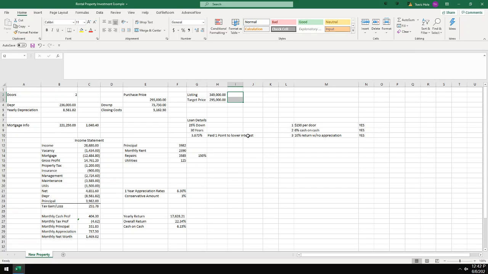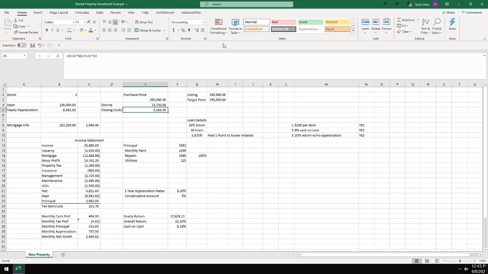I always do 25% down on my loans, so the down payment right here just auto calculates 25% of the purchase price. I always do 30-year loans. On this one in particular, the difference between paying a point on the loan and not paying a point was a full percentage. It's going to be 4.875 without a point, and 3.875 with a point.